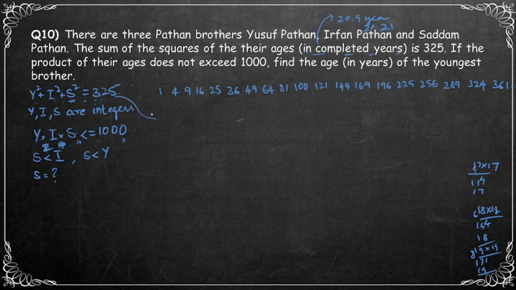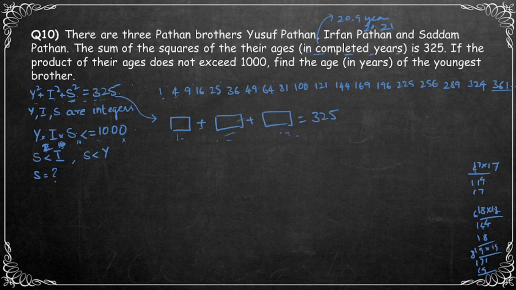Now this says I need to pick three. These are all squares of numbers. So I need to pick three numbers from the above list such that their sum is 325. Now if we start from 1, there are a lot of possibilities for the other two. If we start with 4, there are a lot of possibilities for the other two. So let us start from the other end.